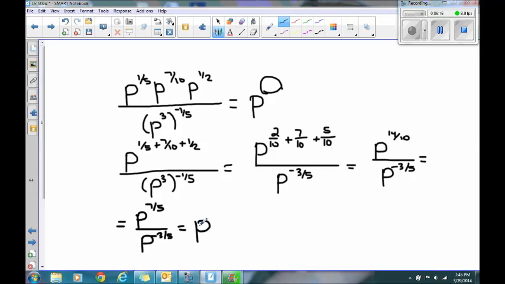And now I know that if I'm dividing two things with the same base, I'm going to subtract the top exponent minus the bottom exponent, which means I'm really going to get to add these two numbers together. And I'm going to get p to the 10/5 power. The 10 over 5 is just 2. So my answer to this whole big mess here is that I'm going to get p squared out of that.